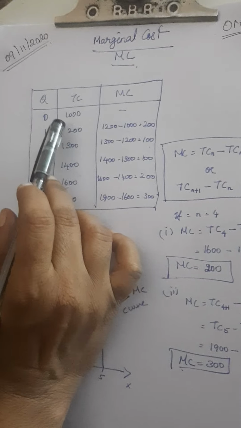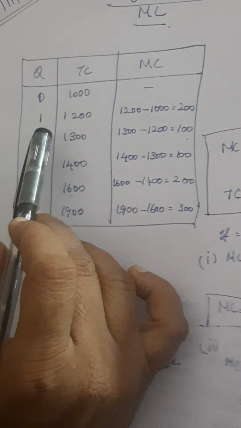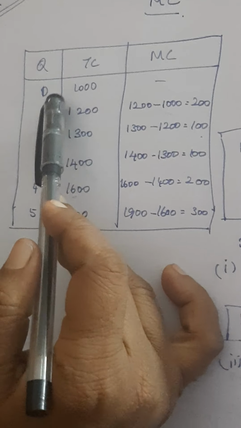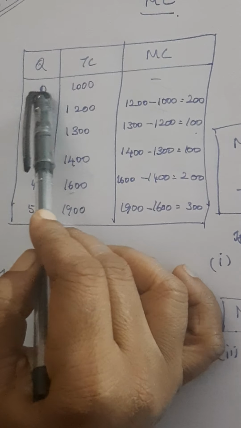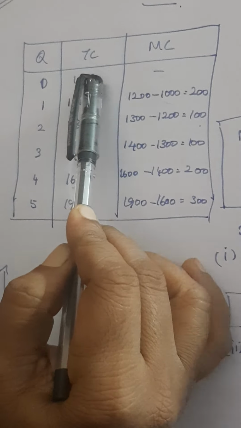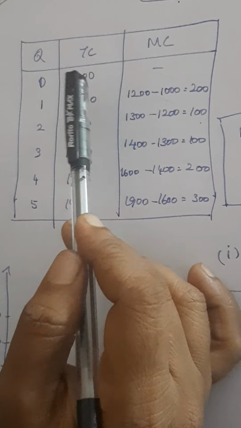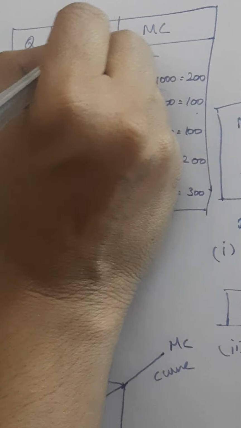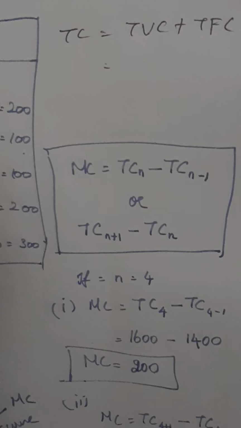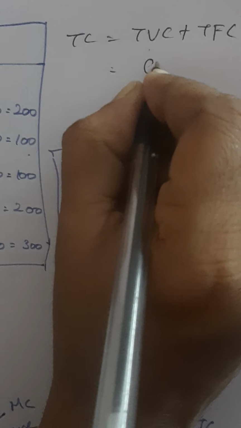Actually they have given the quantity as 0, 1, 2, 3, 4, 5. That means the production quantity is increasing one by one, okay. In this, when the quantity is 0, the total cost is 1000. Total fixed cost alone we are saying here as the total cost, so it will be 1000. You know already, in the last videos I sent you, TC is equal to TVC plus TFC. In this one TVC will be 0.